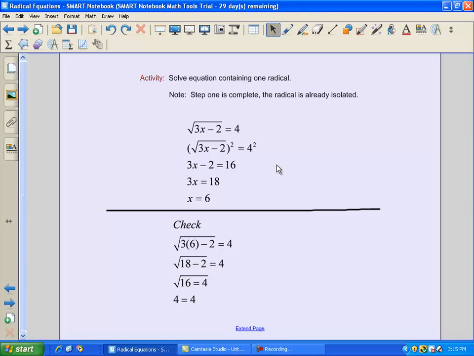solve the equation. You'll notice that the only thing we really need to do now is to push the 2 over to the other side and add it. We get an 18, and then to get the x by itself, we simply divide by 3 to get x equals 6.